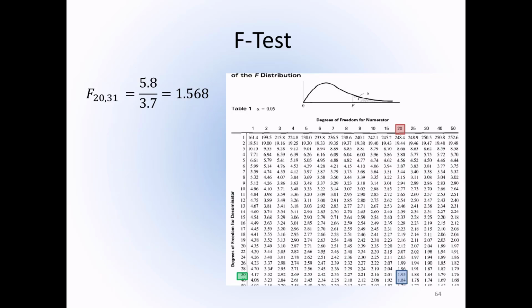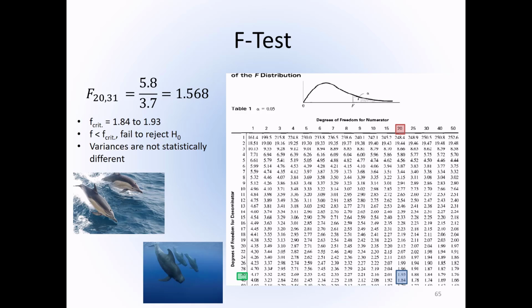We then go to our F table. We find our critical value, or the range of the critical values, based on the degrees of freedom for the numerator and the denominator. And then what we find is that our F test statistic is less than the F critical value, meaning that we don't have enough support to reject the null hypothesis and that the variances aren't statistically different.